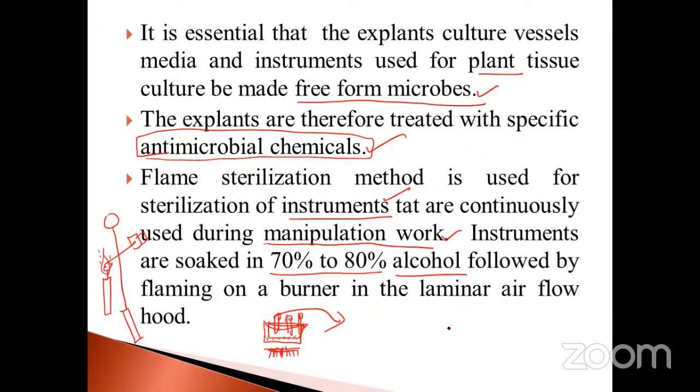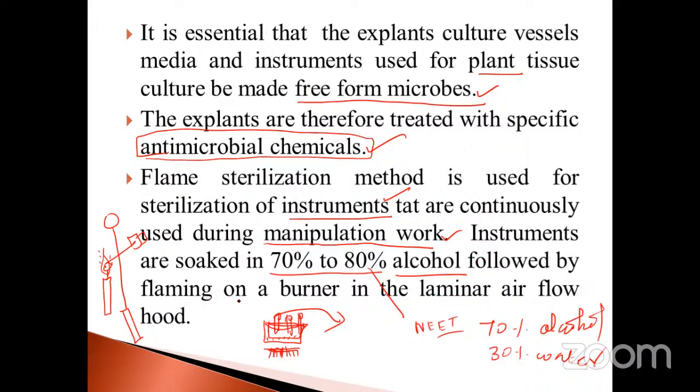Alcohol is also one of the important antimicrobial chemicals. How much percentage is used? NEET, don't forget, my dear. 70 to 80%. What is the meaning of 70 to 80%? 70% alcohol means the remaining 30% is water. That is very, very important, my dear. Sometimes they may ask the question: 70% alcohol means how much water is present in it. Like that, they may ask the question.